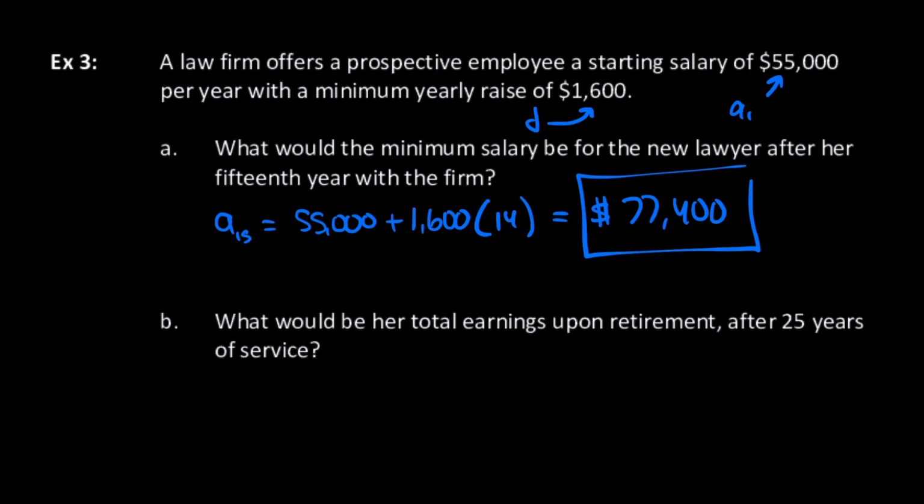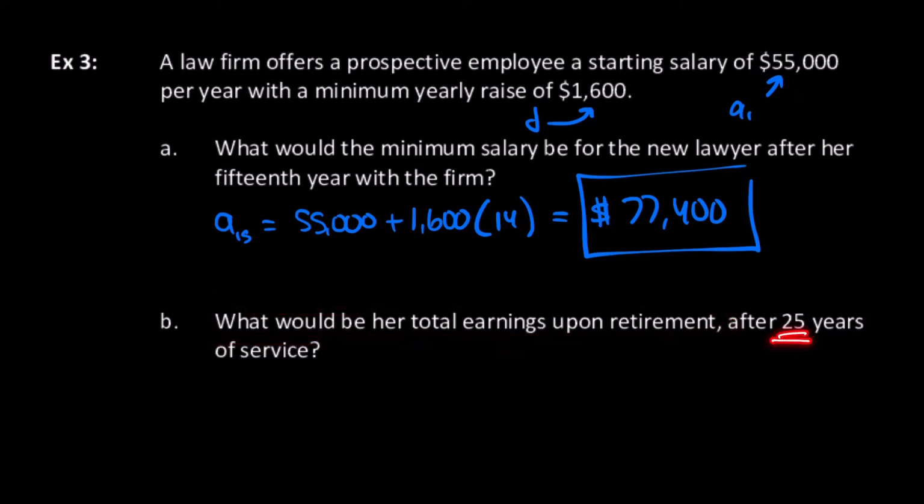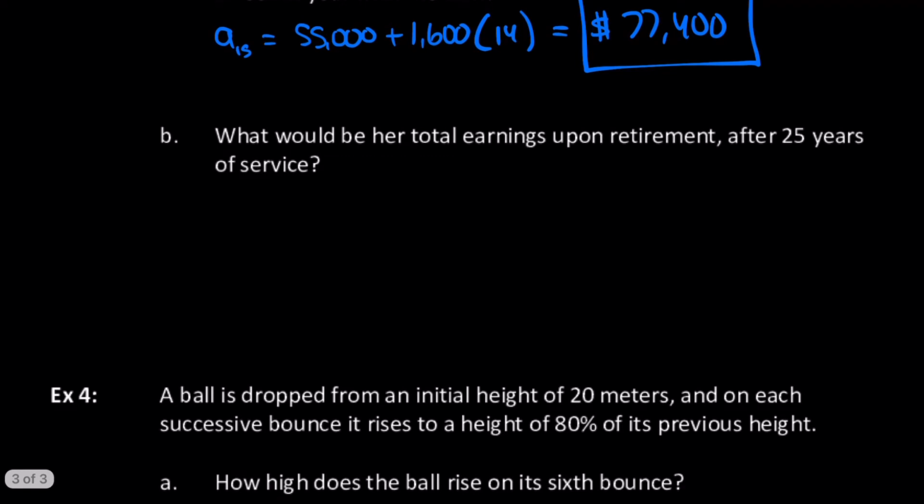Now this question, notice what it says, what would her total earnings upon retirement be after 25 years? So total earnings, that's a sum formula. So what I need to do this, I need the sum formula after 25 years. Okay, well that's 25 over 2, remember this is arithmetic, times a sub 1, so what'd she start at? She started at 55,000, plus a sub 25. So what I need to do is I need to find a sub 25.